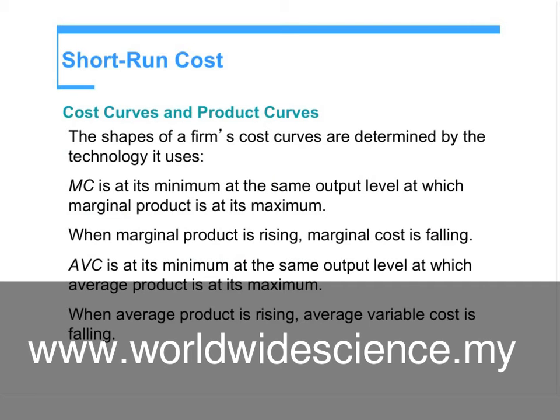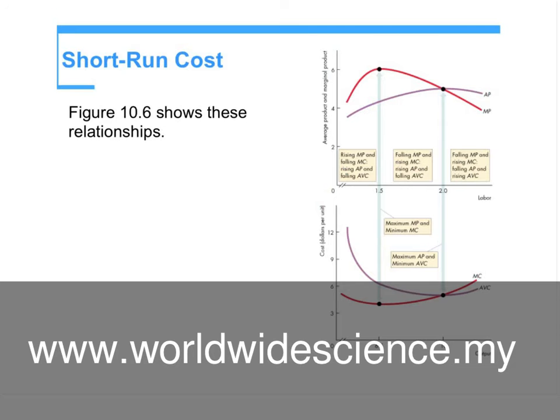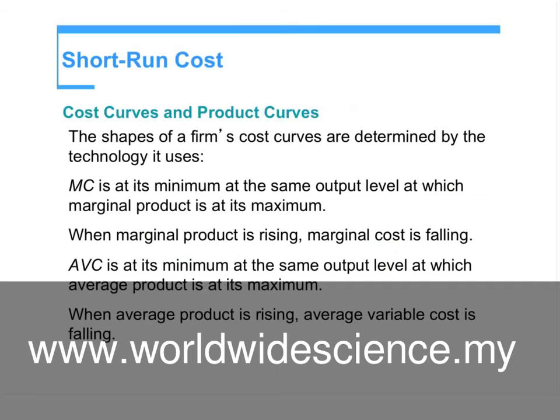So, shifting cost curves. The position of a firm's cost curve depends on two factors: technology and price of productive resources. Technological change influences both the productivity curves and the cost curves. An increase in productivity shifts the average and marginal product curves upward and the average and marginal cost curves downward. If a technological advance brings more capital and less labor into use, fixed cost increases and variable cost decreases.